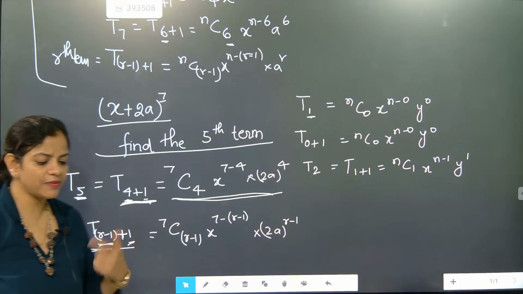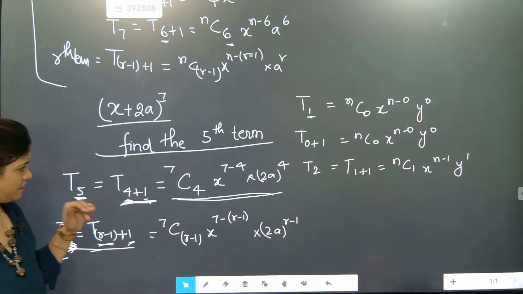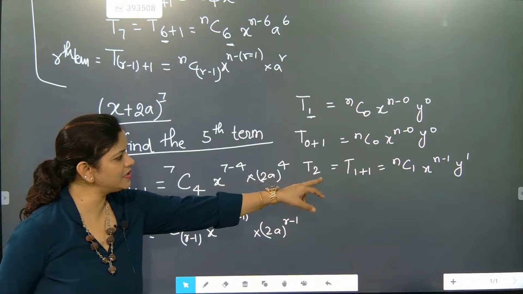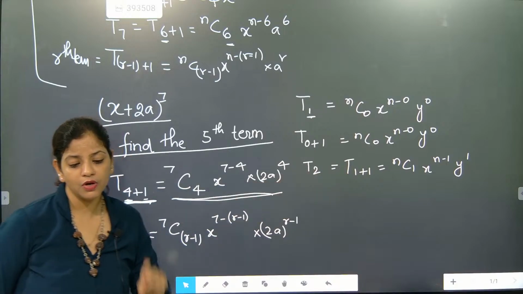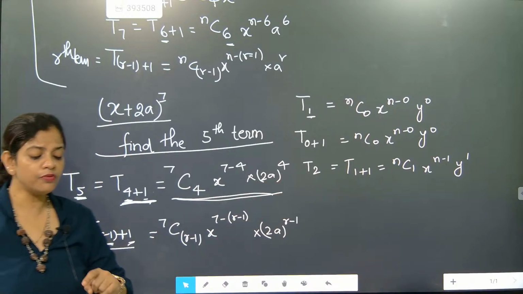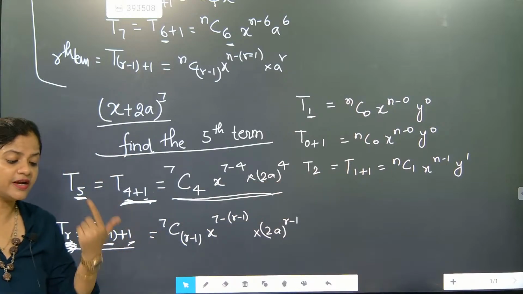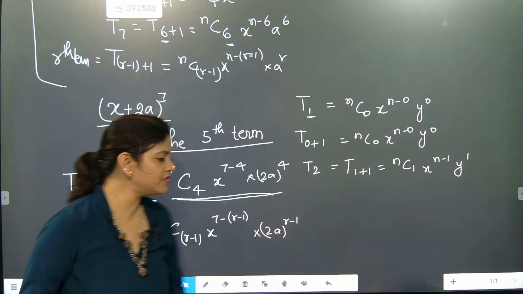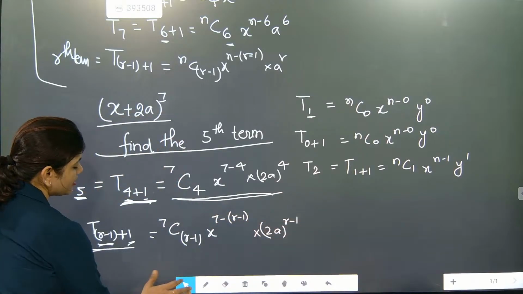Because only here mistakes are coming. Most of the time, when I am correcting the paper, I see people have the habit: for 2, writing 2; it should be 1. For 4, writing 3; for 3, writing 2. So for the general term it will always come like this, so be careful if somebody writes it otherwise.